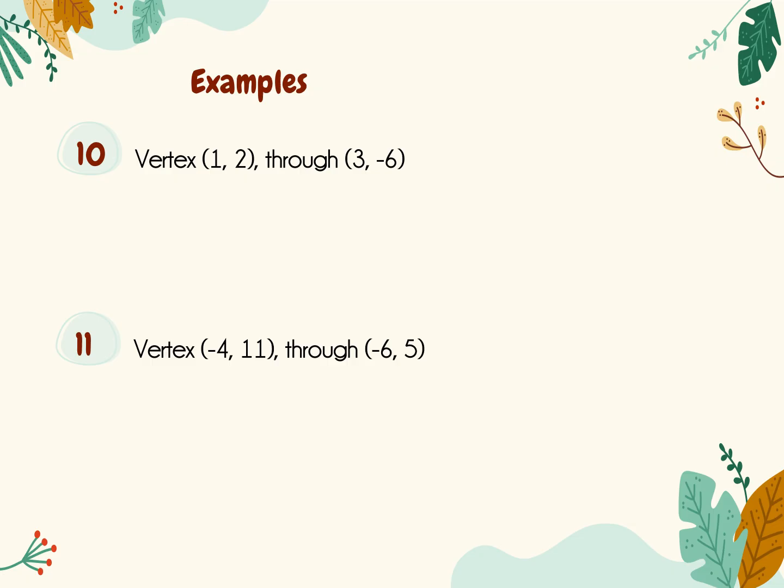All right, so let's have a look at this, right? Our vertex we can label as hk. And then it's going to go through this point xy, right? So the goal here is to write an equation, right? And your equation should be in the form of y equals a times x minus h squared plus k, all right?